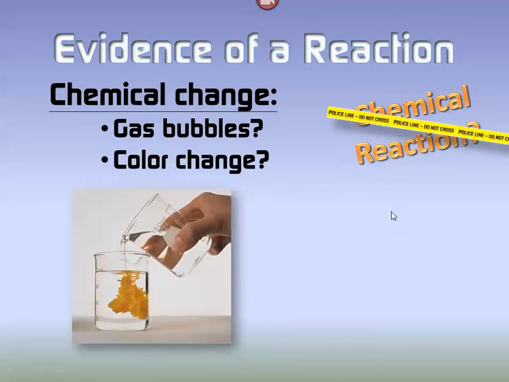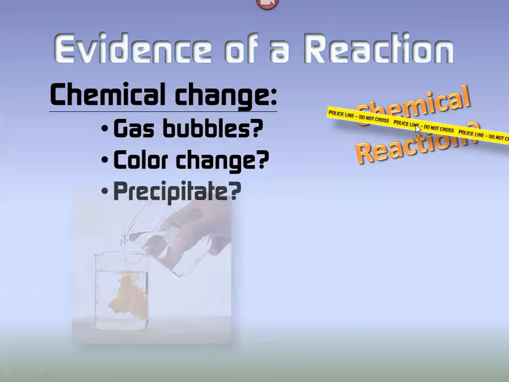How about a color change? If you mix two things together and you get a color change, like we did in our sample reaction in class, it's a pretty good indication. But again, when you put, say, food coloring into water, that's a color change, but it's simply a physical change. So a color change, again, pretty good evidence, but not necessarily definite proof.